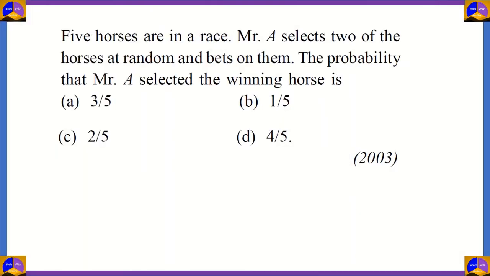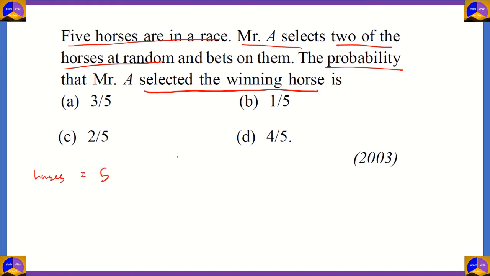Now let's look at the next question. 5 horses are in a race. Mr. A selects 2 of the horses at random and bets on them. The probability that Mr. A selected the winning horse is. So you can see that the number of horses is equal to 5. And what Mr. A does is that he selects 2 of the horses at random.